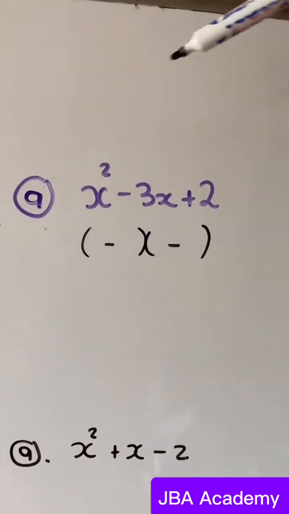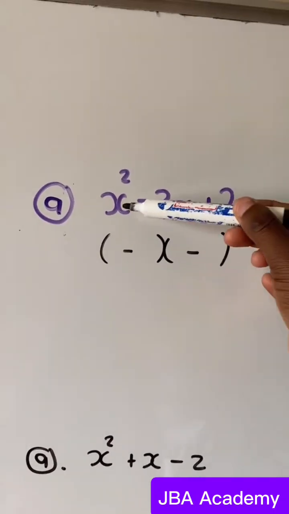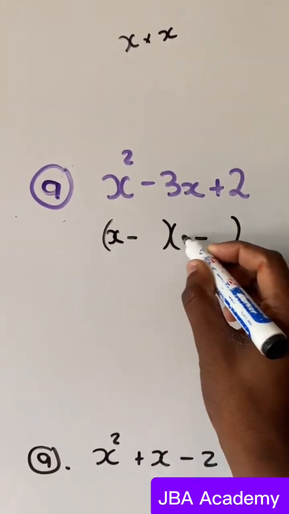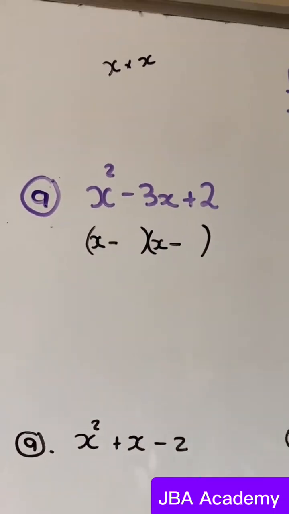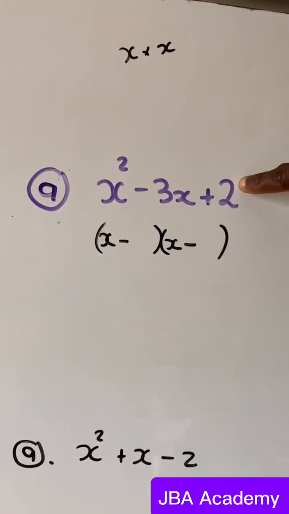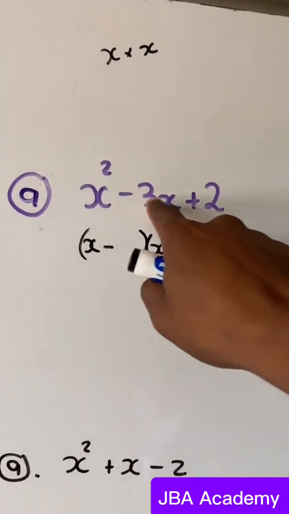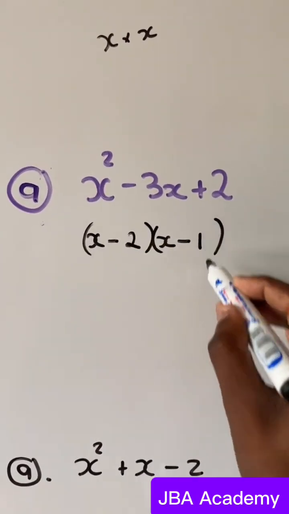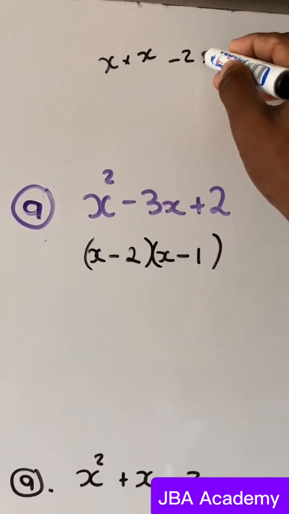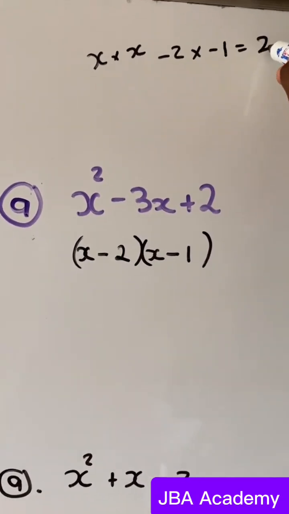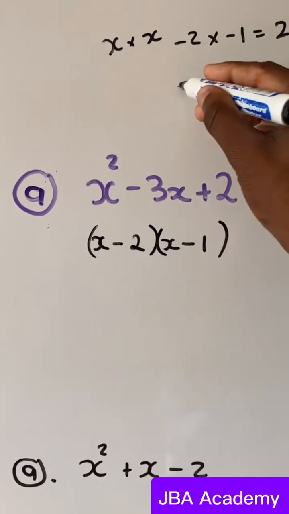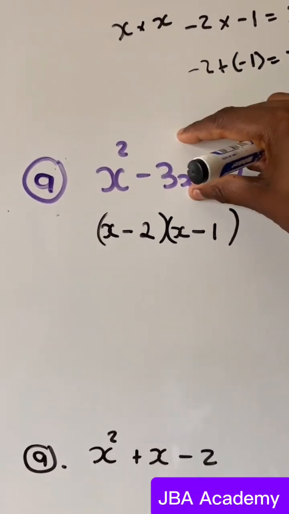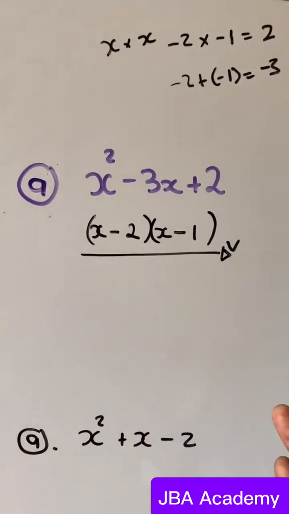Now the question is, how do we get the first term? Well, how do we get x squared? Remember, x squared is x multiplied by x. So this is going to be x here and x here. Good. Now you want two factors. When we multiply them, they give us 2, but when we add them, they give us negative 3. Well, that is negative 2 and negative 1, because negative 2 multiplied by negative 1 is equal to 2, which is our last term here. But then negative 2 plus negative 1 gives us negative 3, which is our middle term here. So this is factorized.